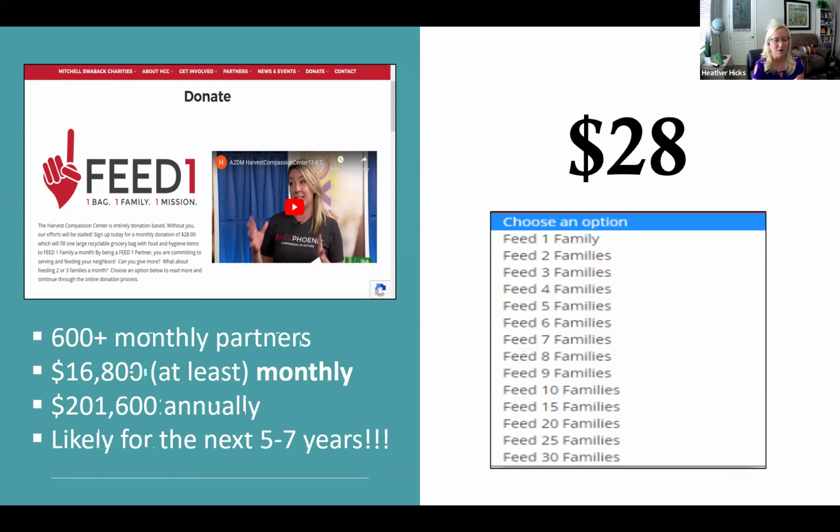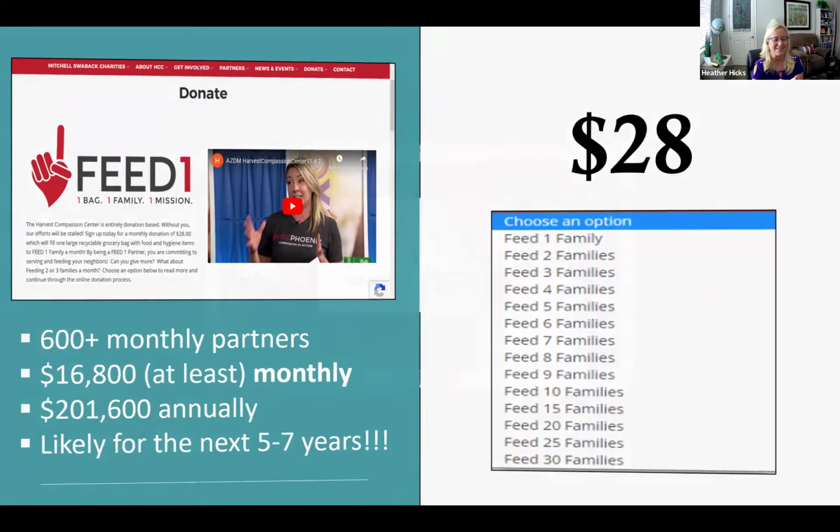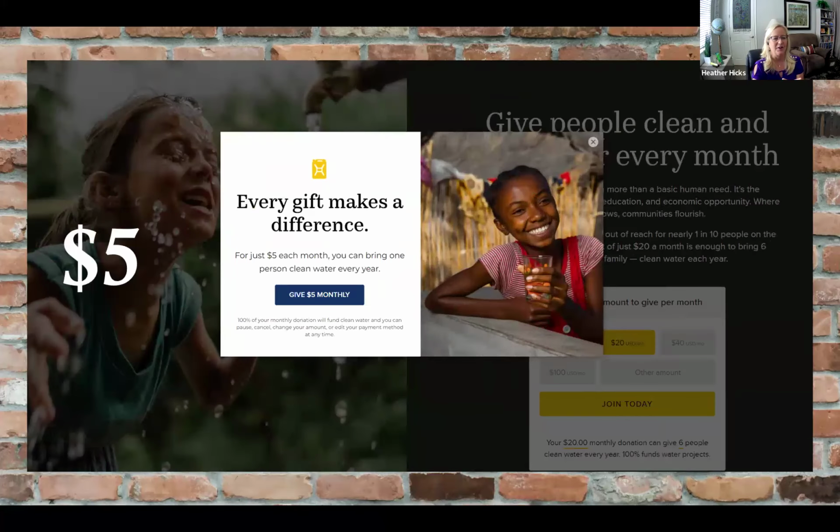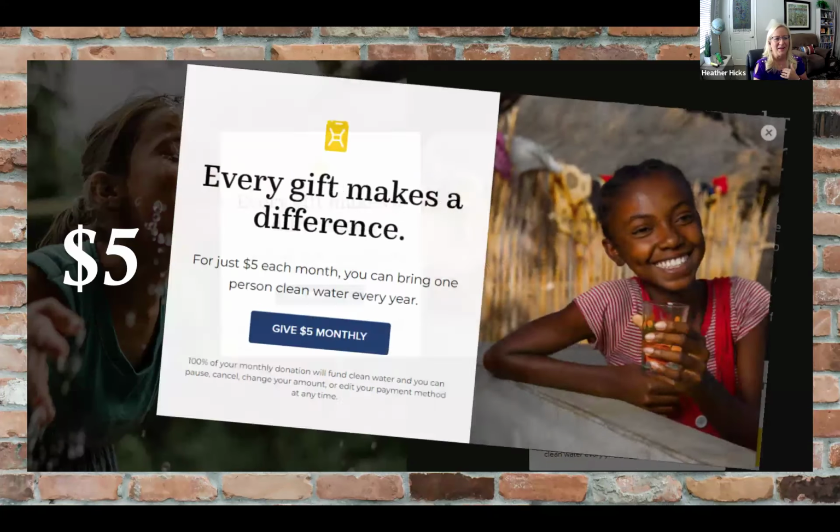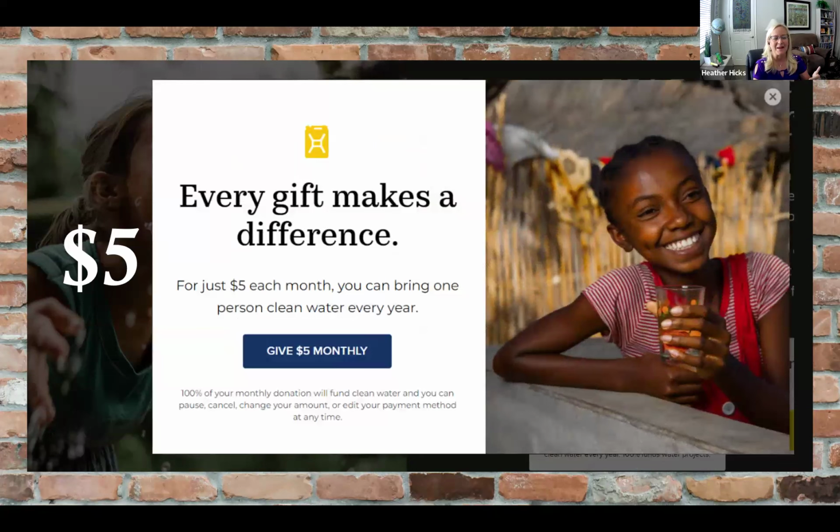So speaking of small, $28, we think that's not a lot. Check this out. I was on Charity Water yesterday looking at their monthly donor program, which is called The Spring. This messaging is amazing. I was just ready to click off it, and this pop-up came up. It's highlighted pre-default there. You can't see it very well, but it's $20 a month. If you can't read it, it says, every gift makes a difference.